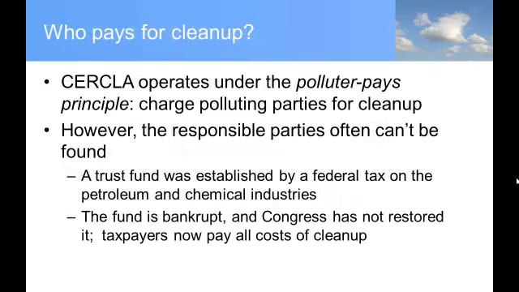CERCLA operates under what's known as the polluter pays principle. One of the things they do is they send lawyers out to identify who was responsible for the contamination at the site. And then they try to drag them to court and get them to pay the cost for cleanup. However, when responsible parties can't be found, the costs come out of this trust fund, this Superfund that was established. Now, originally the Superfund was paid for by a special tax on the chemical industry. However, that tax was eventually allowed to lapse, and Congress did not restore it, so now funding for cleanup comes straight out of the general funds that taxpayers pay.